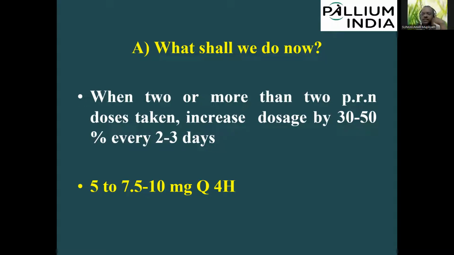This patient is getting 5 milligram, and if you increase it by 50%, that means 2.5, 5 plus 2.5, that is 7.5 milligram. 7.5 milligram every 4 hourly will come to 45 milligram. Or you can increase it up to 10 milligram every 4 hourly, that will be 60 milligram. So both are acceptable. 7.5 to 10 milligram every 4 hourly and SOS is acceptable in this patient.